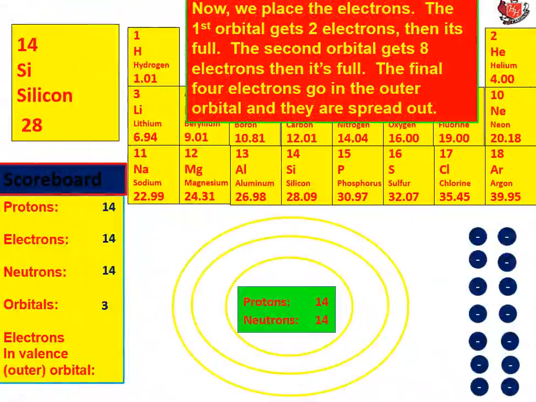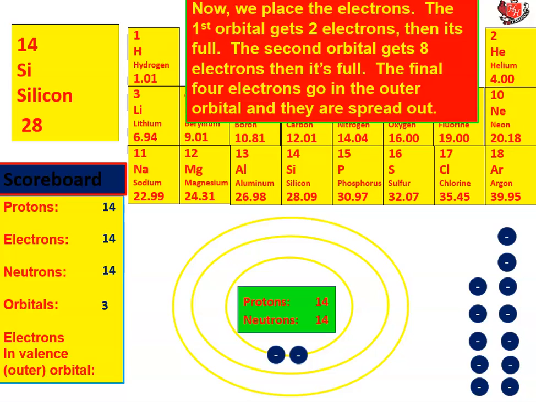So now we get to place the electrons. The first orbital gets 2 electrons, and then it's full. So there's 1, and there's 2. And we put them next to each other. They're married, so they can't bond with any other electrons.